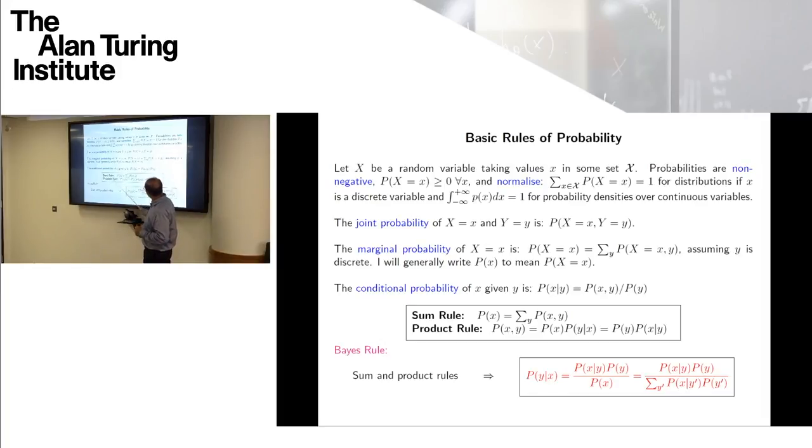The sum rule and the product rule, which is written out here. The sum rule says the marginal probability is the sum or integral over other variables of the joint probability. And the product rule says that the joint probability can be factored into a marginal probability of x times a conditional probability of y given x, or the other way around. And from those 2 rules, we get a corollary, which is called Bayes' rule, which tells us how to transform conditional probabilities of x given y into conditional probability of y given x if we know the marginal probabilities. Okay?